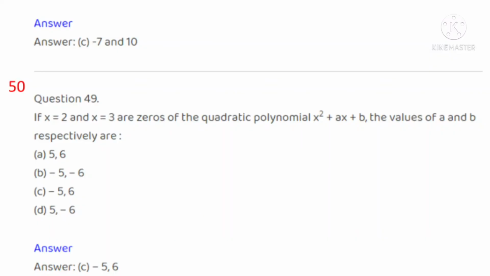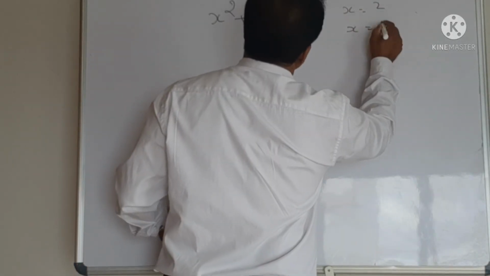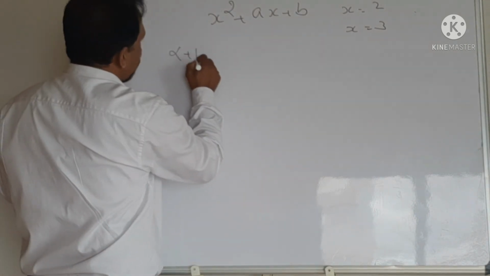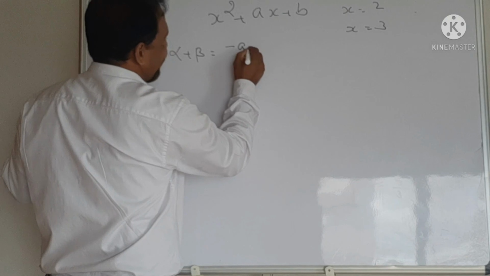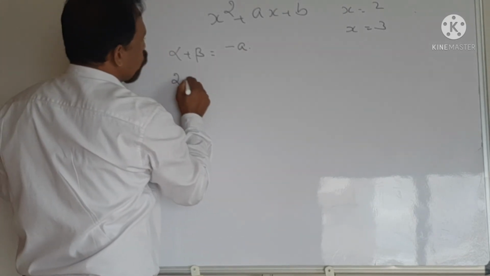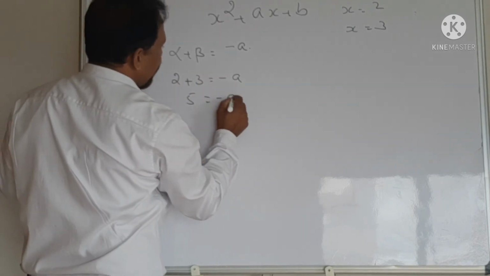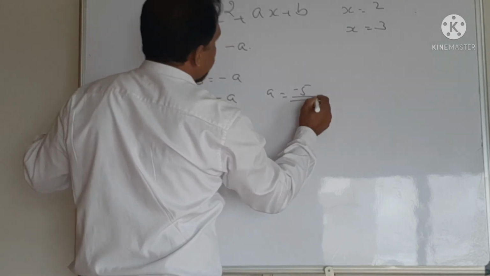So let us do question number 50. If x is equal to 2 and x is equal to 3 are zeros of the quadratic polynomial x squared + ax + b, the values of a and b respectively are. Now in this case we have to find the values of a and b. What is given is x is equal to 2 and x is equal to 3. So alpha plus beta, that is minus b by a, that is minus a. Alpha is 2, and beta is 3. So 5 is equal to minus a, therefore a is equal to minus 5.